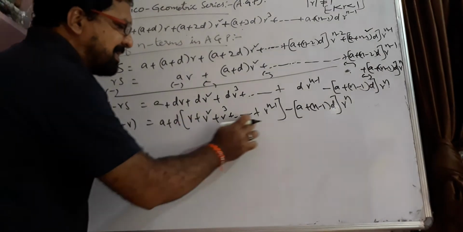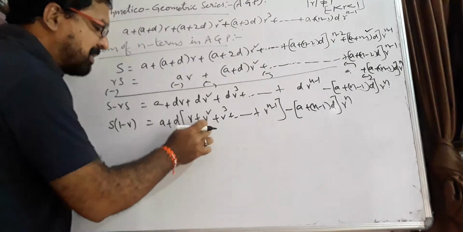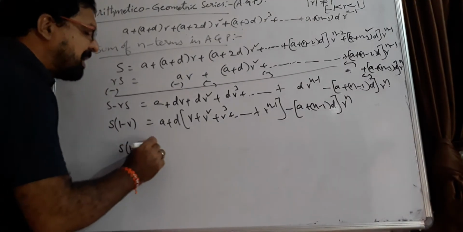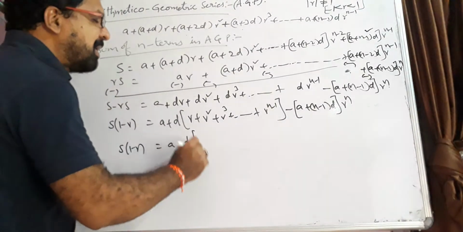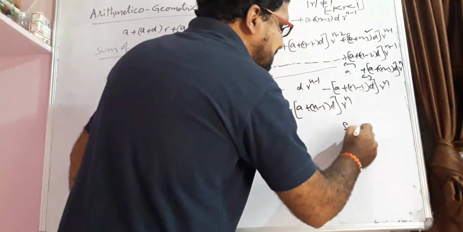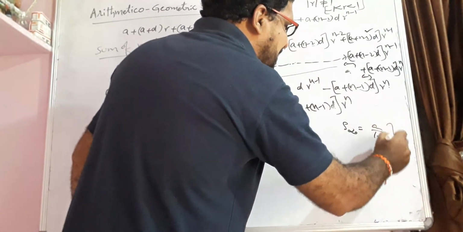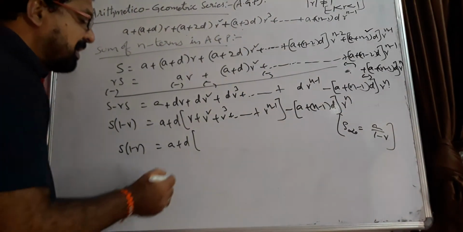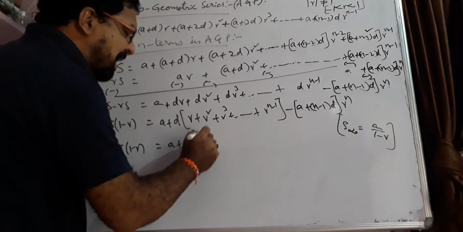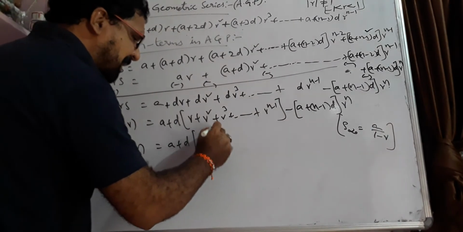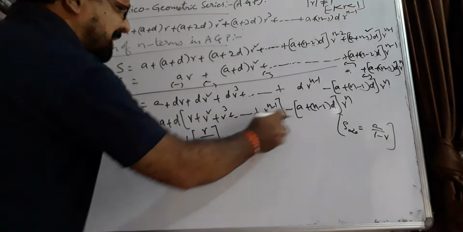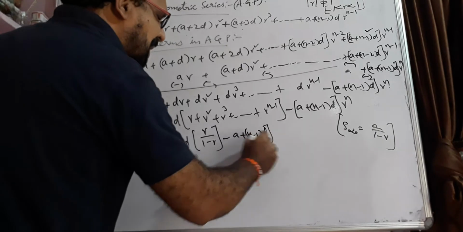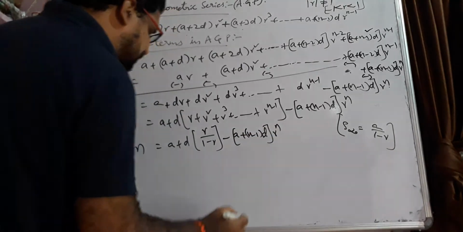Nothing but this is a GP, geometric progression. So here the first term is r, and the common ratio is also r. So s of 1 minus r is equal to a plus d into s infinity, which is a by 1 minus r. Then r must lie between minus 1 and 1: minus 1 less than r less than 1 is the condition. So here a by 1 minus r, and dr by 1 minus r. Minus the last term also here, a plus n minus 1 into d of r power n.